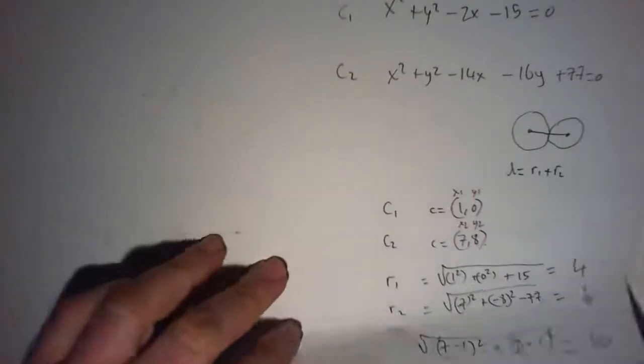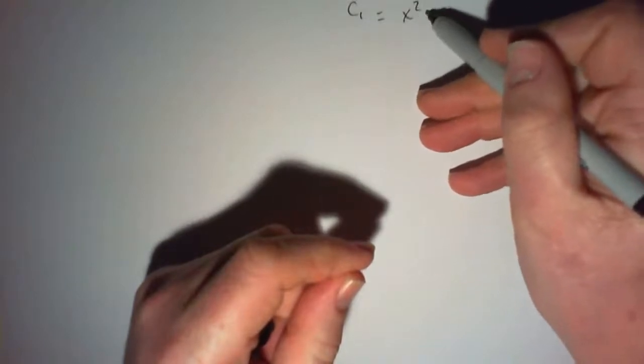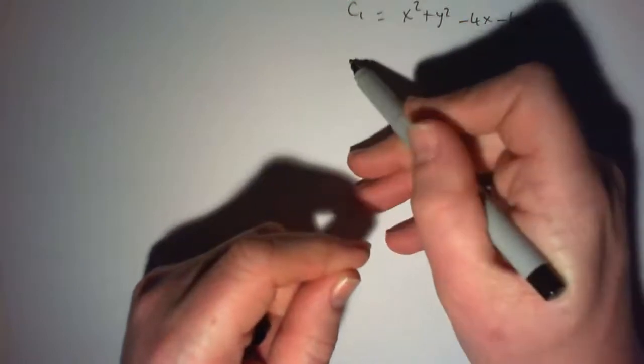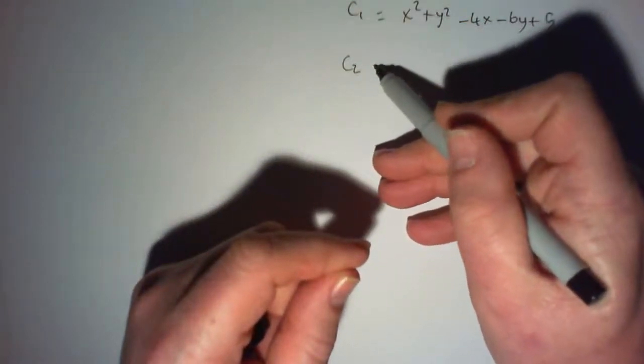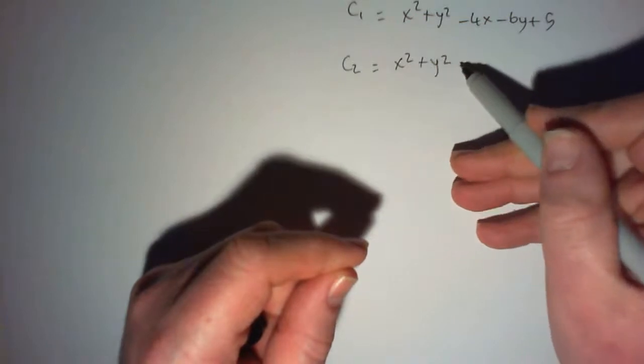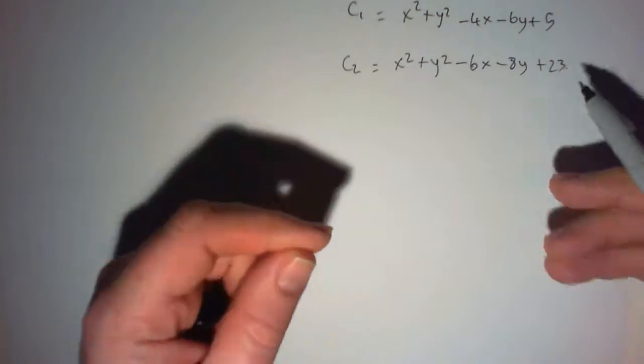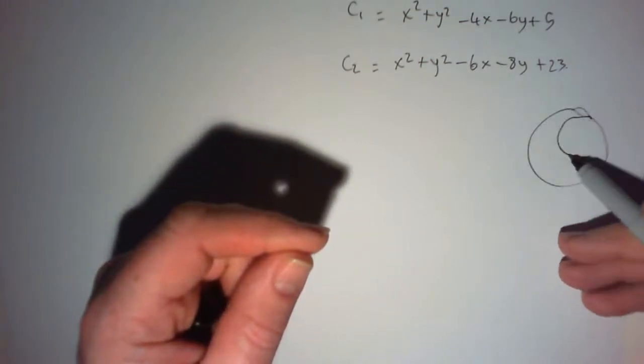Okay, so we will try another one, because that's what they're there to be done with. Let us try one where we have to prove that they're inside. Okay, so let's try this one then. Circle 1 is x squared plus y squared minus 4x minus 6y plus 5. And circle 2 is going to be x squared plus y squared minus 6x minus 8y plus 23. I want you to show me that this is the situation.